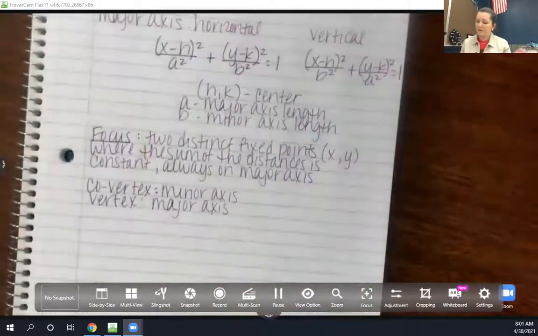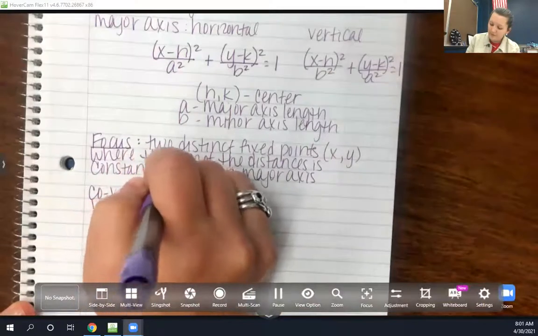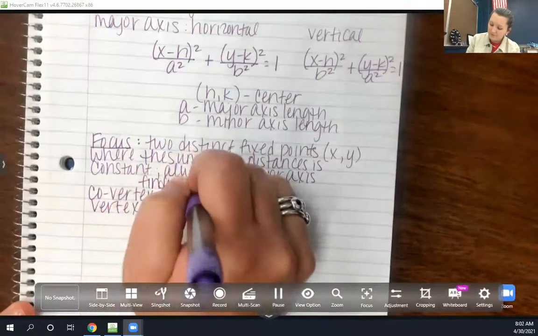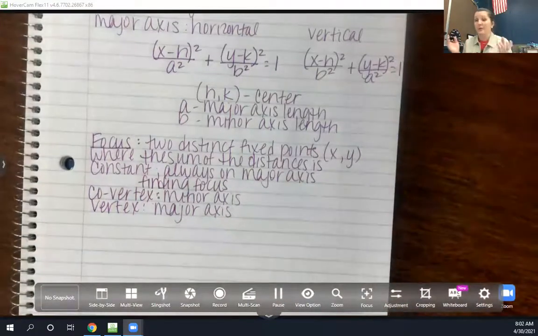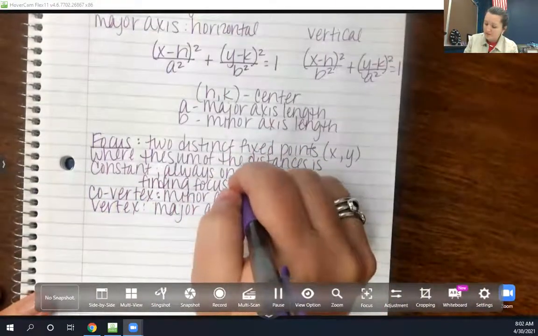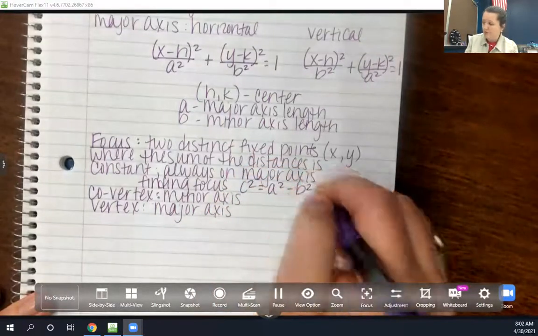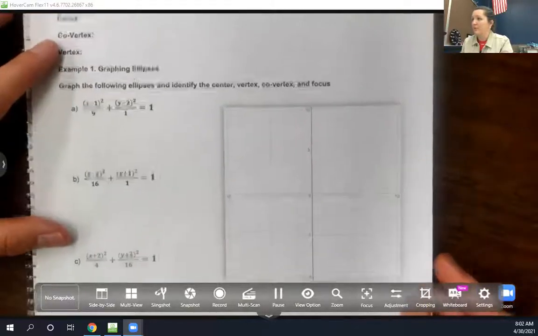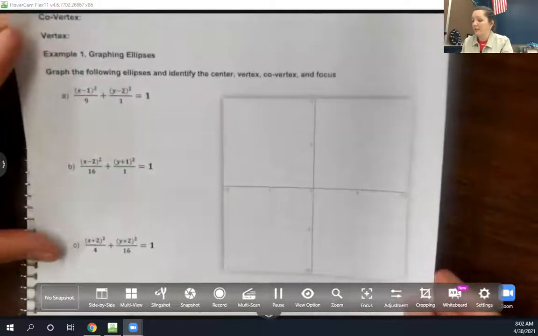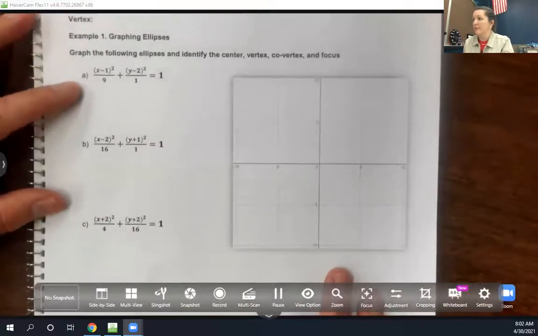So I want to look back at your focus here, finding the c value. Finding the focus is like using our Pythagorean theorem, right? It's c squared equals a squared minus b squared, just a little bit different there. All right, so let's look at these. We're going to graph some of these ellipses. So let's talk about what the center, the vertex, the co-vertex and the focus are, okay?